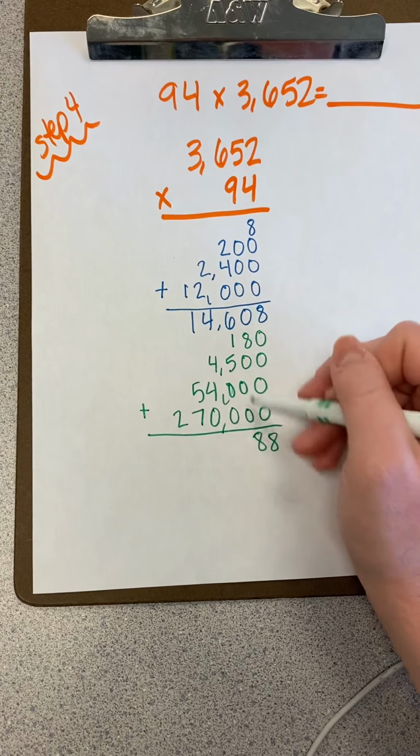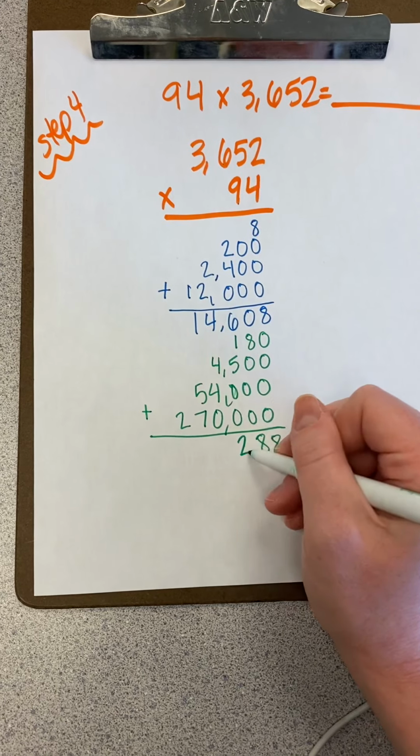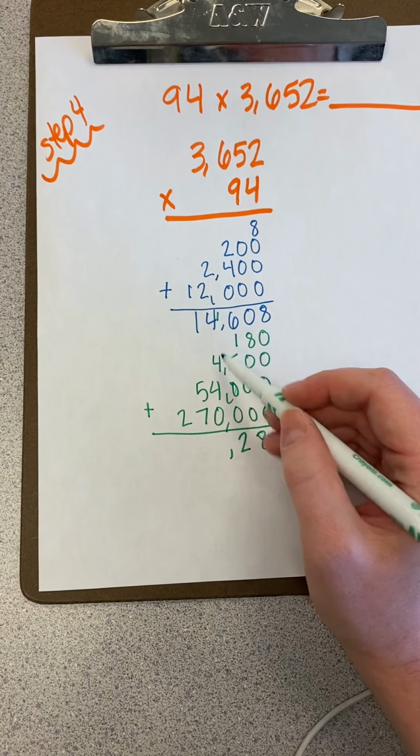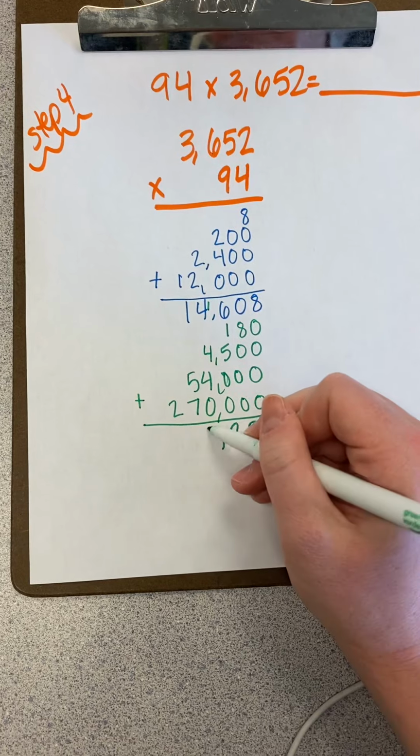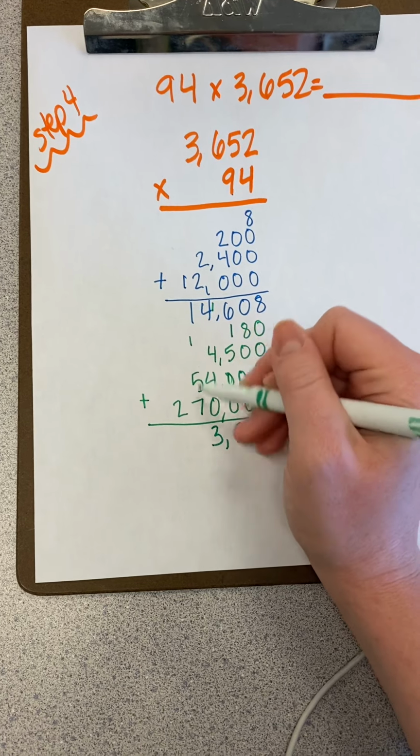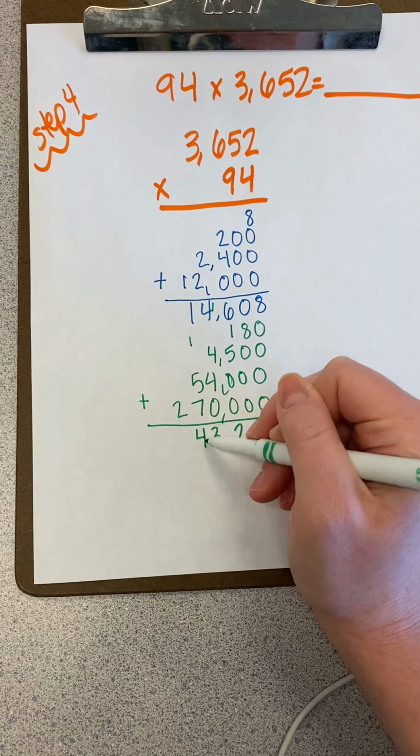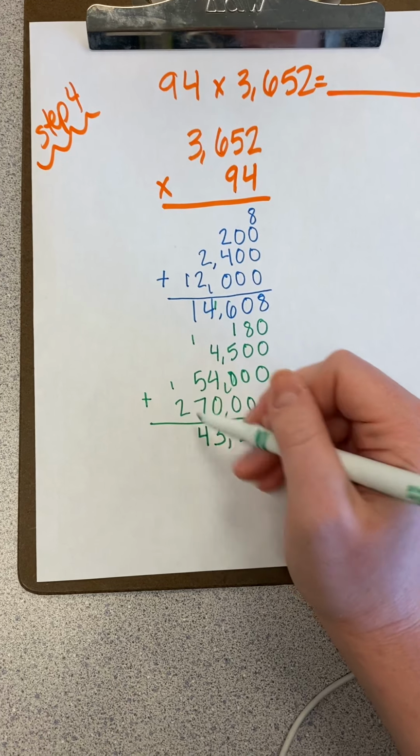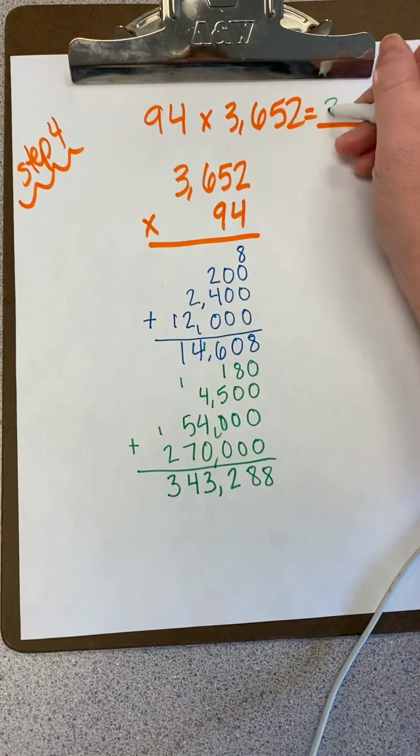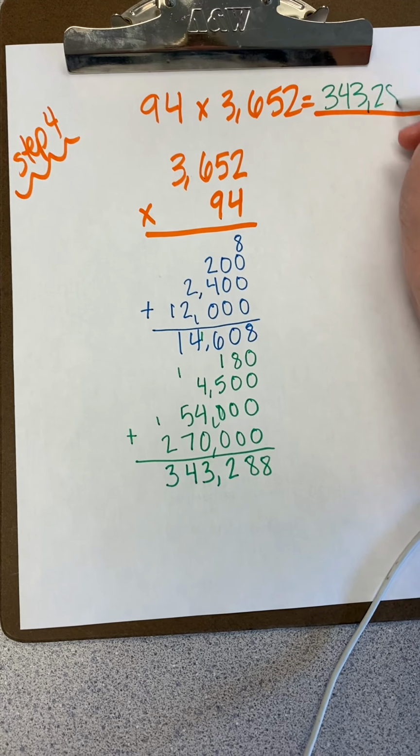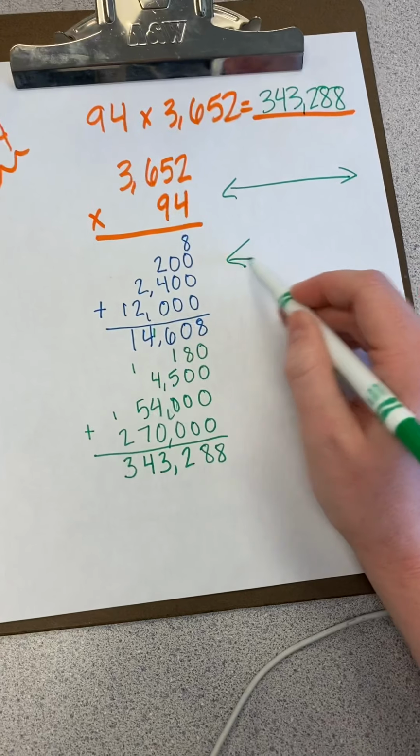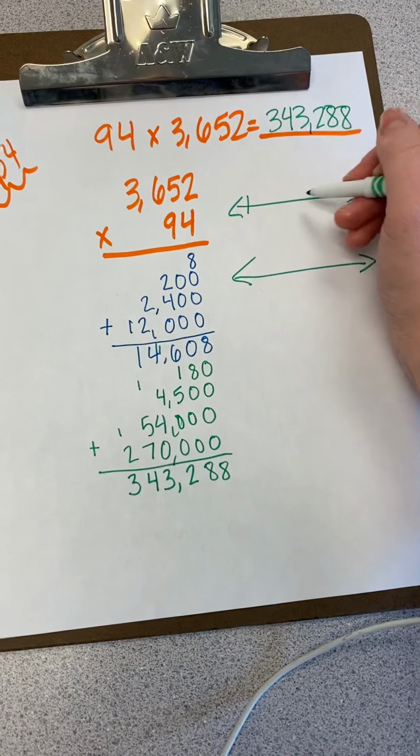I have 8 ones and 8 tens. 6 and 6 more is 12. I'm going to regroup 10 of those hundreds to become 1,000. That's 4, 8, 12, and 1 more is 13 thousands. Regroup 10 of those to become 1 10,000. 7 and 7 is 14 10,000s. Regroup 10 of those to become 100,000. So I have 343,288. To estimate my answer to make sure it is reasonable, I'm going to use number lines.